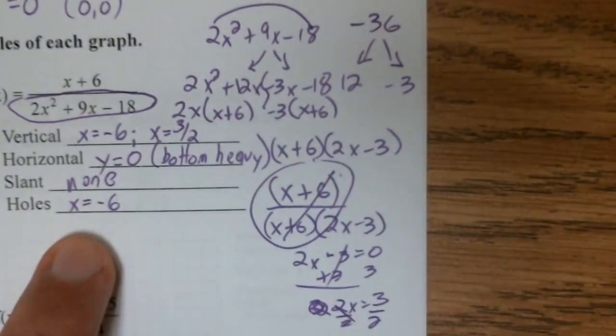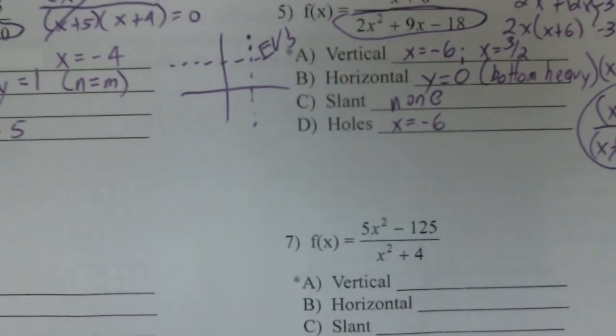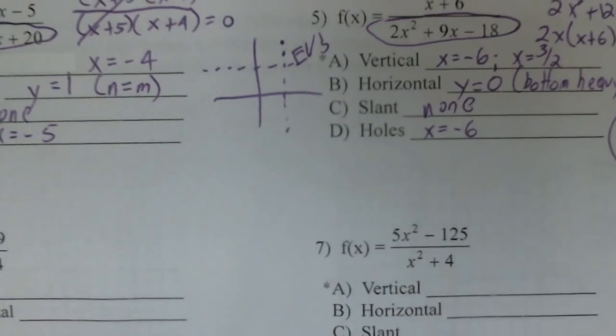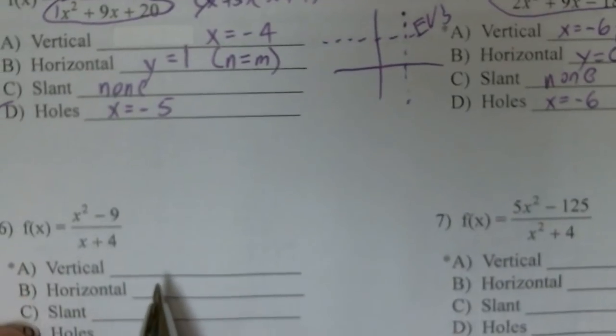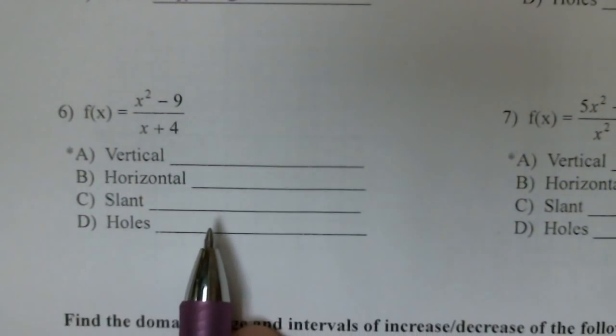Let's try it on a different one. I think there's another one where we can clearly see the gap. That one's hard to see because the graph is actually so close to the axis. It's kind of hard to see. But anyway, all right. So let's go on to the next problem here, number 6.